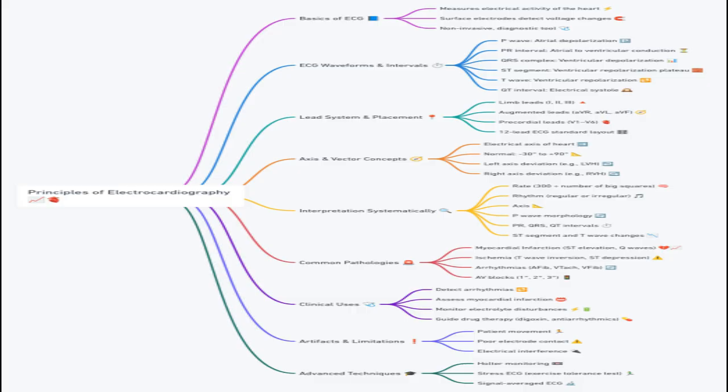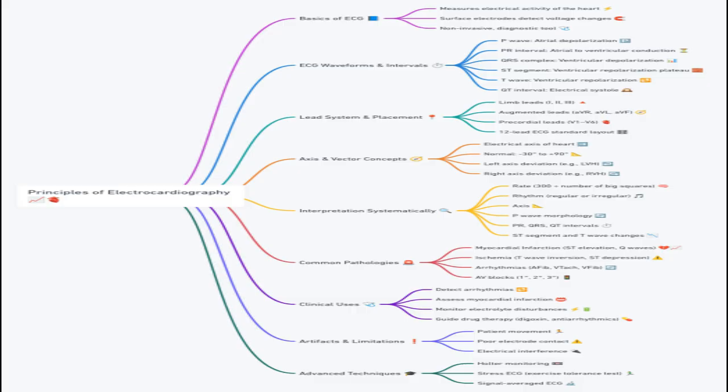The recording system: the ECG machine converts analog signals to a continuous trace, displaying waves, intervals, and segments that reflect the underlying electrical activity. So the lead system, you have the standard 12-lead configuration with the limb leads and the precordial leads too.